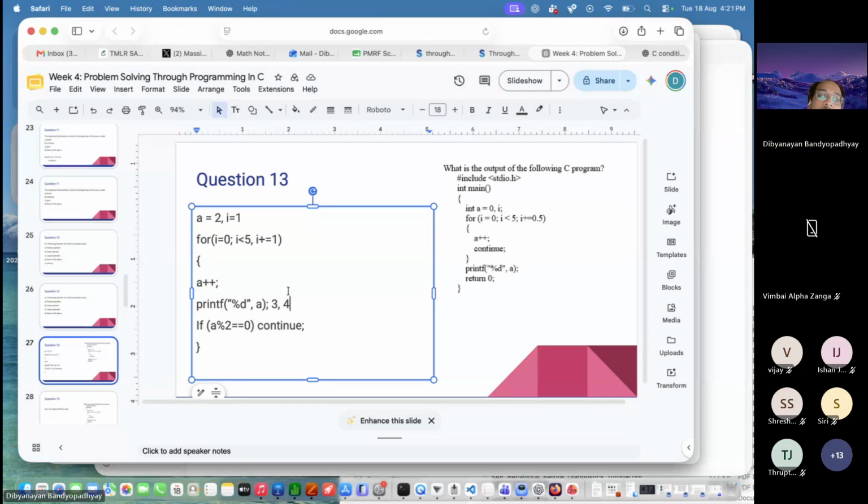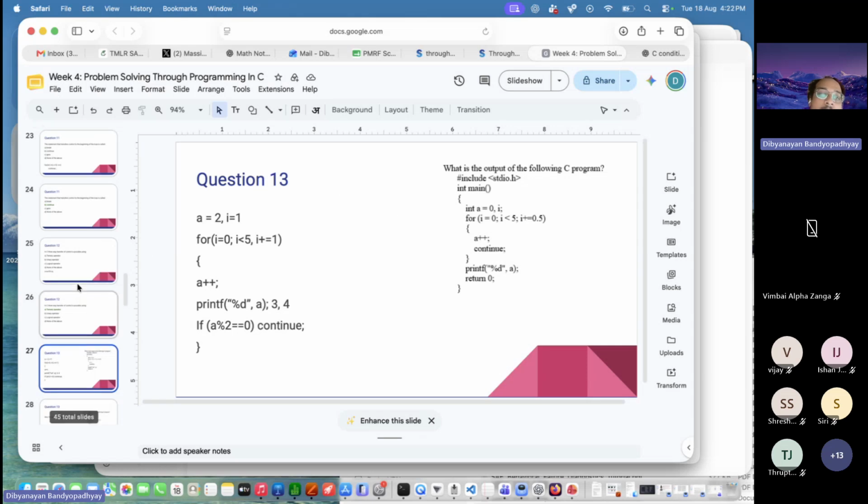Yeah, go ahead. Sir, when the value of a becomes 4, 4 mod 2 would be 0, so that condition would be true, a mod 2 equal to 0, then the continue statement would get executed. Then it will go to the beginning of the for loop. At that time, i would become 0, or it will continue from the next value? Correct. Okay, got it. Thank you. Sure.